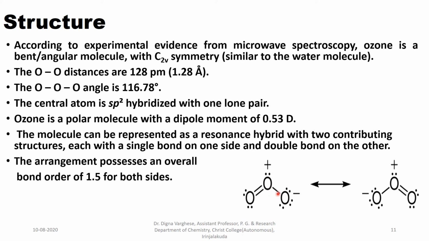The oxygen-oxygen distance is 1.28 angstrom, and the oxygen bond angle is 116.78 degree, and the central atom is sp2 hybridized with one lone pair of electrons, and ozone is a polar molecule with a dipole moment of 0.53 D, and it possesses a resonance structure, and it has a bond order of 1.5, and it is isoelectronic with the nitrite ion.